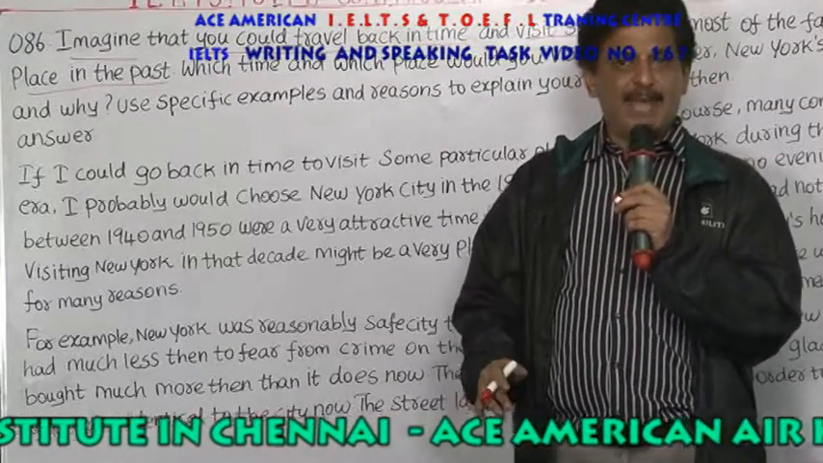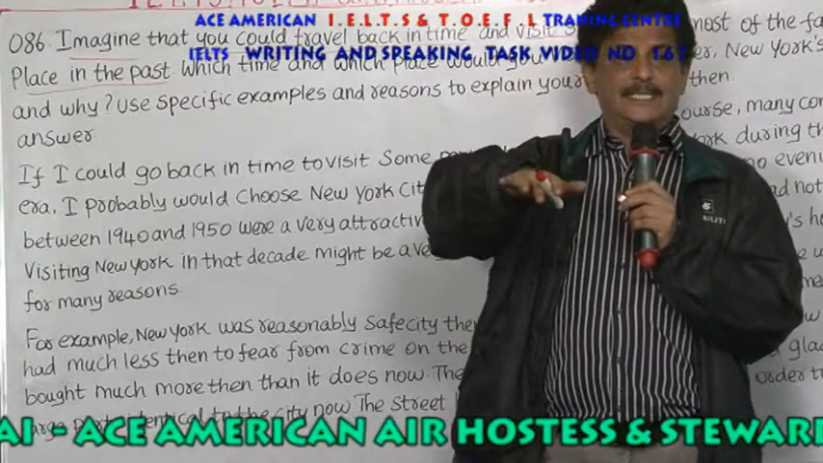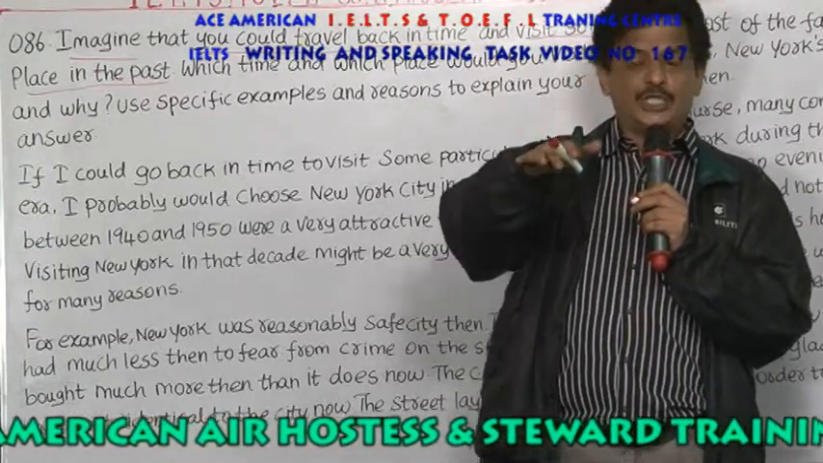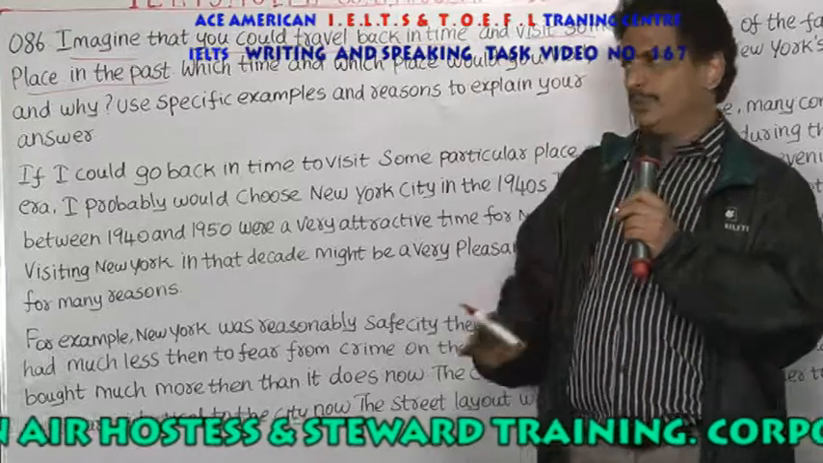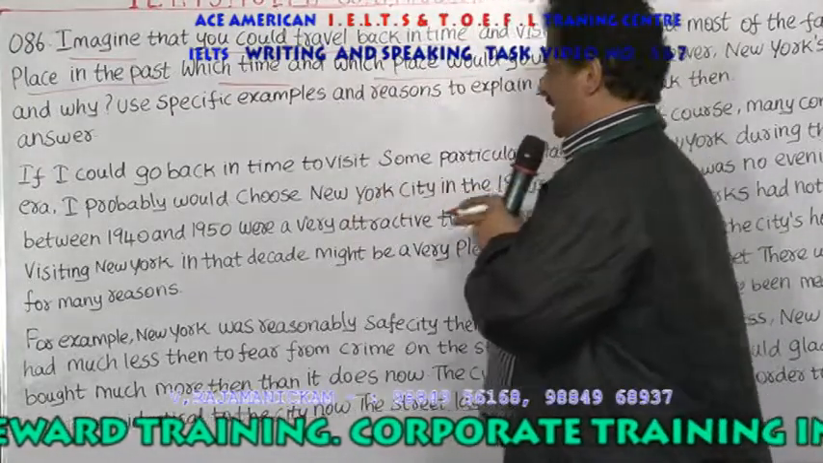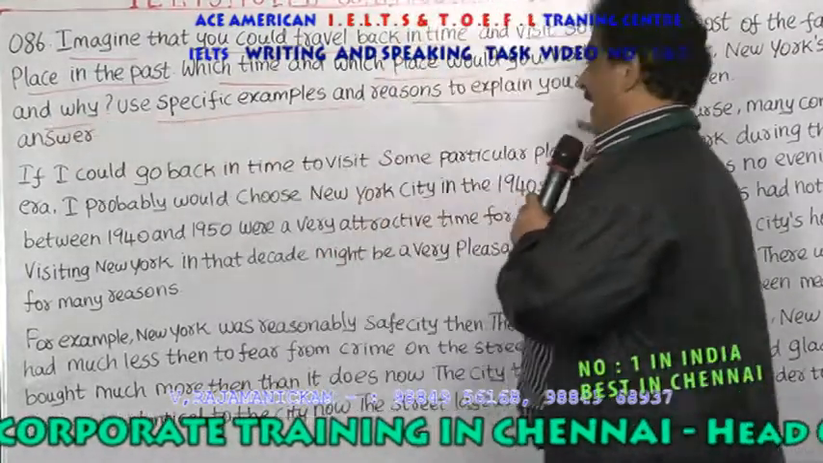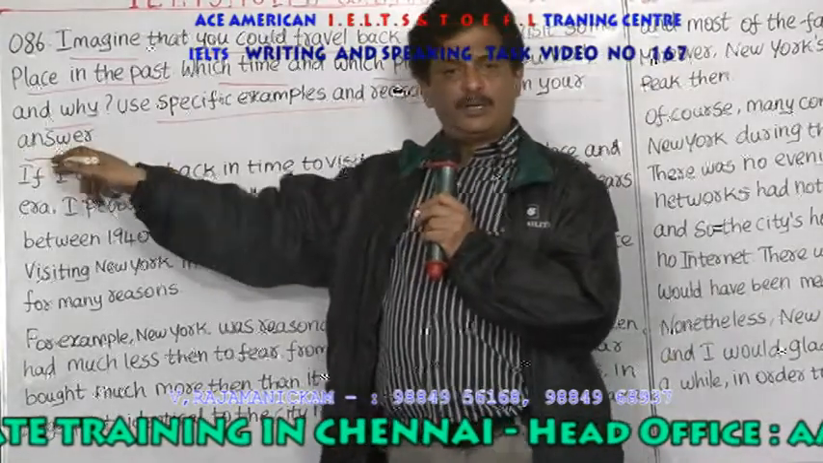The time goes back to a particular place in a particular year. Which year, which time, and which place would you choose? Hope you're able to understand. Which time and which place would you visit? And why? You have to state the reason, and use specific examples and reasons to explain your answer.